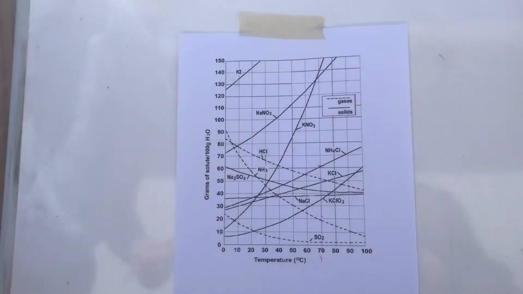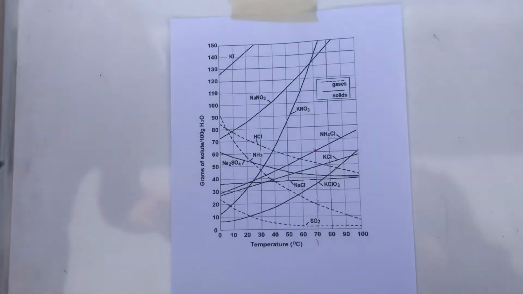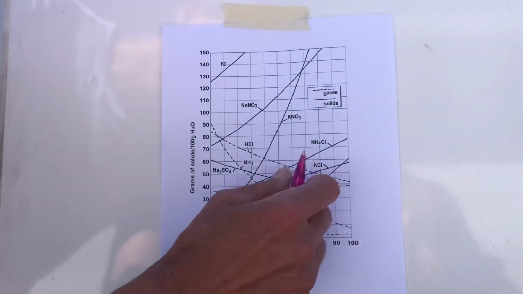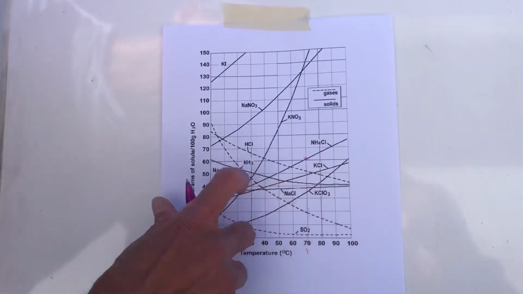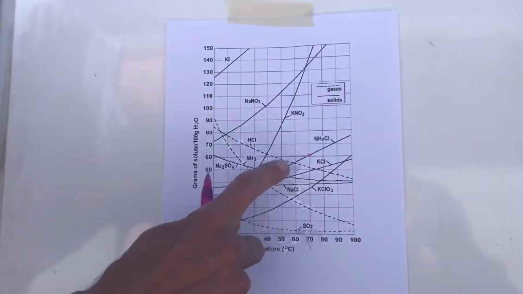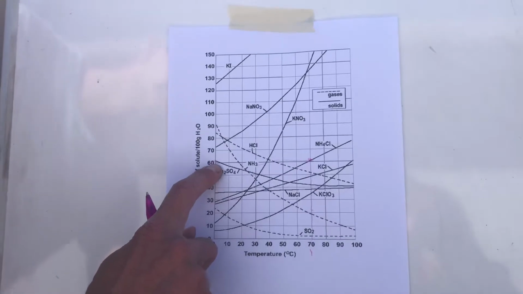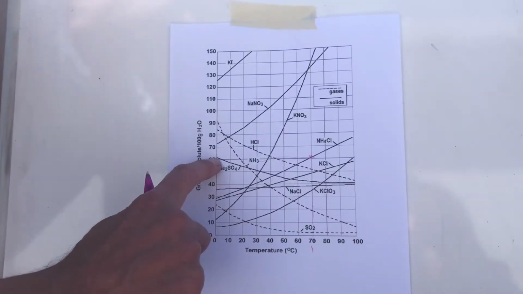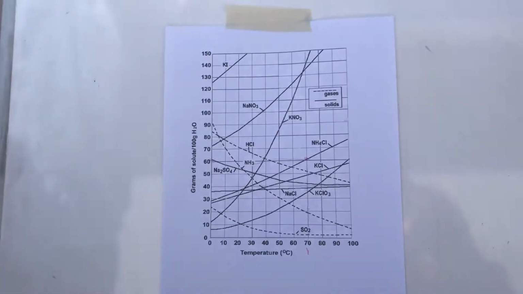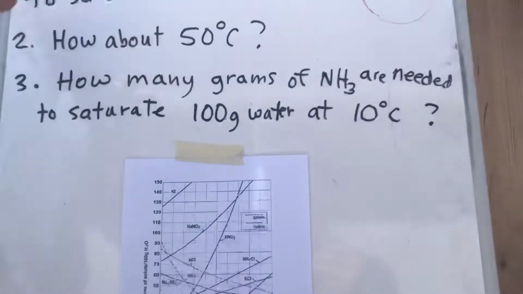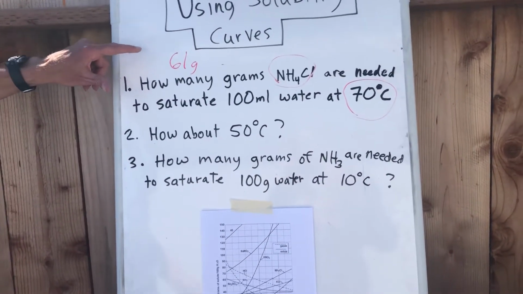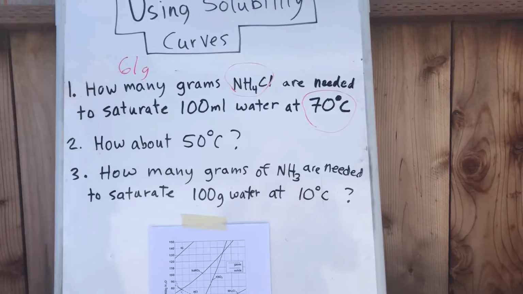And so the question is, how many grams is that? Grams are on this axis over here, so you just follow along this way. You could just draw a line if you wanted to. That gets you to about 61 grams. So for number one, we'll say 61 grams of ammonium chloride are needed to saturate that much water at 70 degrees.